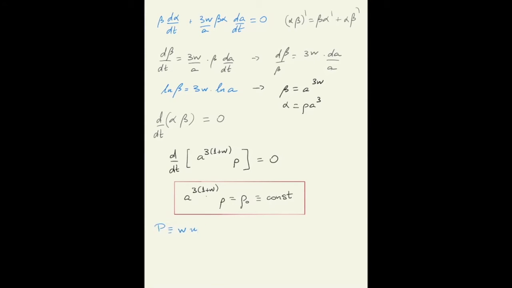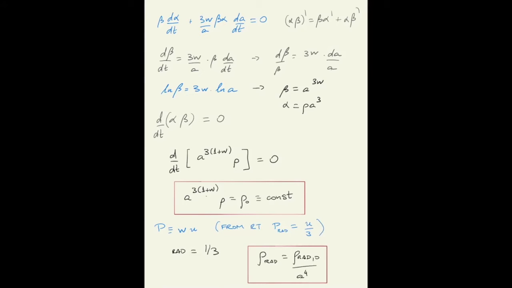The pressure is equal to W times the internal energy. And we already worked out for photons from radiative transfer that the radiation pressure was equal to a third of the internal energy. That means that W for radiation is equal to a third. That's the equation of state for radiation. So applying this equation for radiation, you find that the density of radiation falls with the fourth power of the scale factor. ρ_rad,0 here is the present density of radiation.